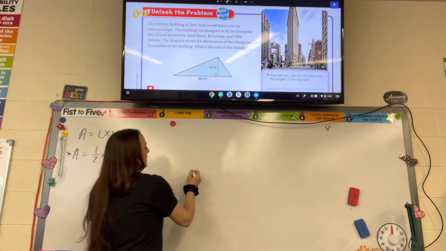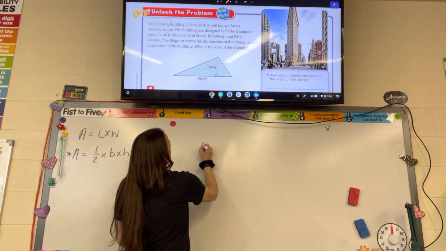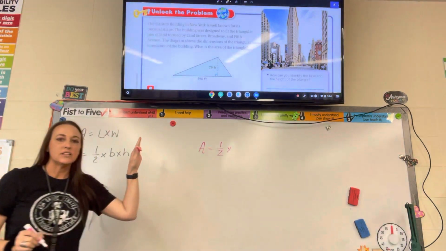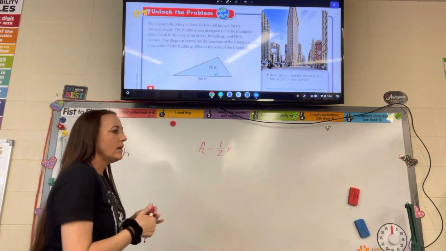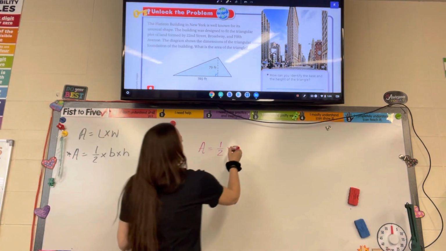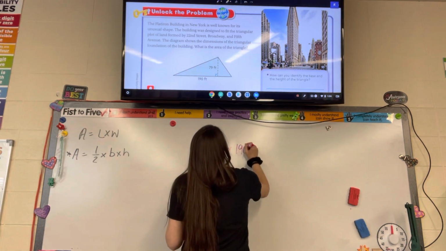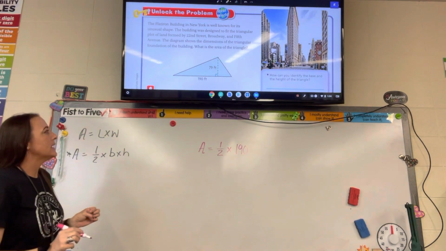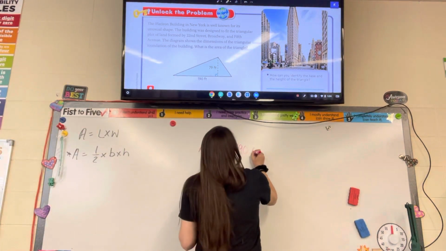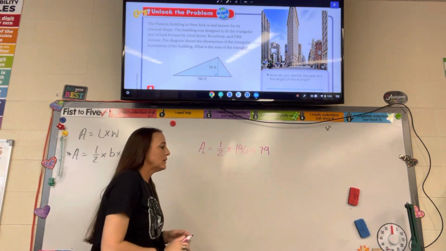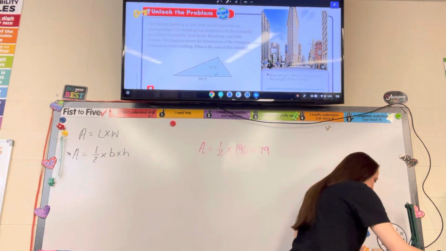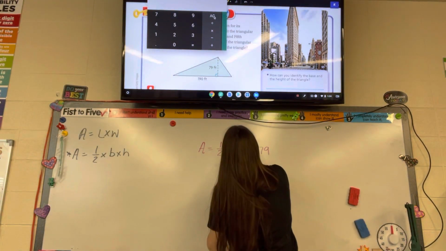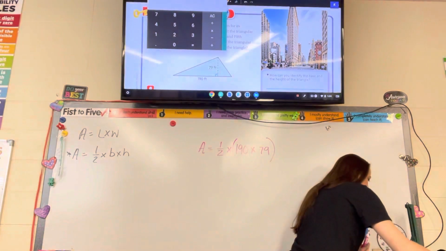So we are using the formula area equals 1/2 times, what's the base of this triangle, Katana? 190 feet. 190 feet, perfect. Write a tally mark. And what is the height of this triangle, Chloe? 79. 79 feet. Okay, so we're going to multiply, let's start with the whole numbers, 190 times 79.